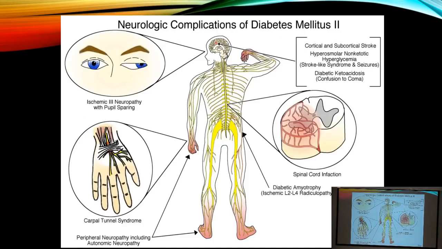Okay, so here's another nice student drawing, showing some neurologic complications. We talked about stroke. I didn't go into some of the metabolic issues of diabetes, but cord infarction. Here's diabetic amyotrophy, L2-3-4 nerve roots, peripheral neuropathy. Remember, autonomic nerves are frequently involved in diabetes. Carpal tunnel syndrome incidence is much higher in diabetes. And there's our pupil-sparing third nerve palsy.